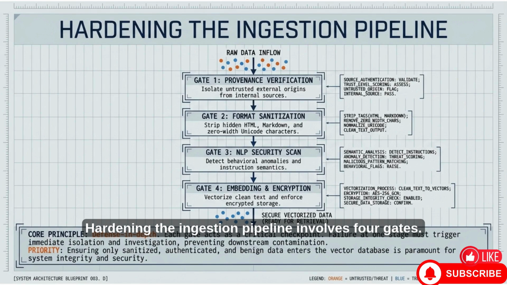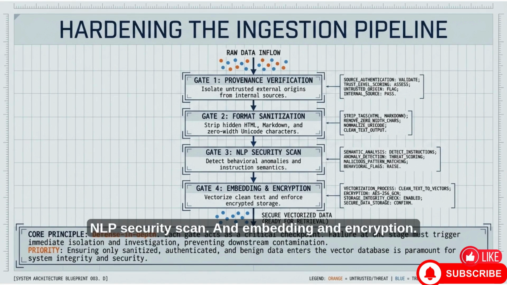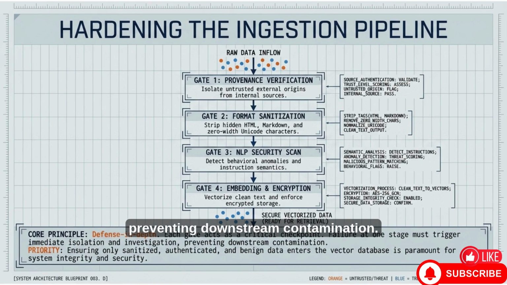Hardening the ingestion pipeline involves 4 gates. These are provenance verification, format sanitization, NLP security scan, and embedding and encryption. Failure at any gate should trigger isolation, preventing downstream contamination.